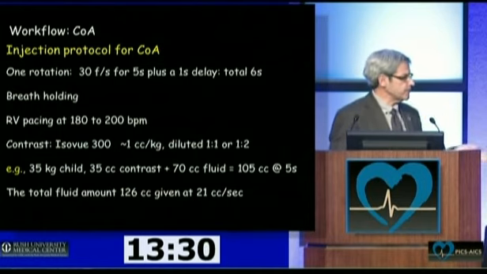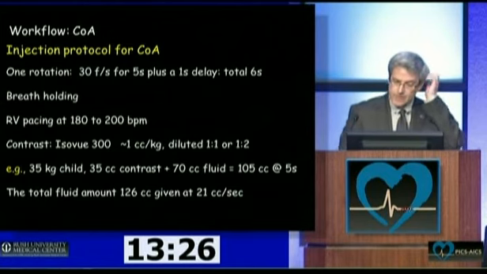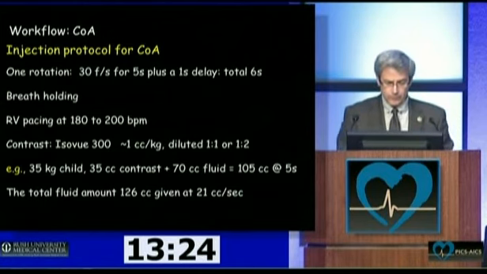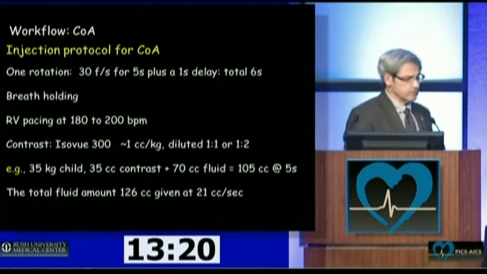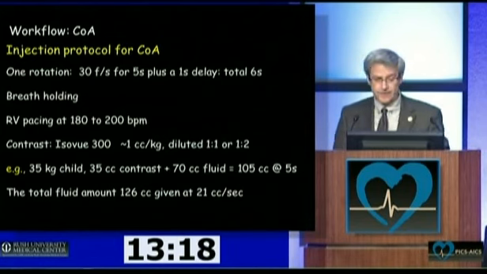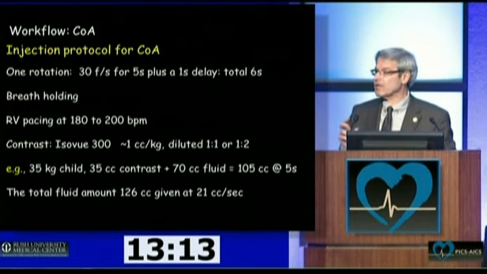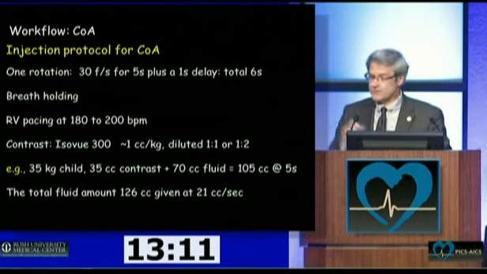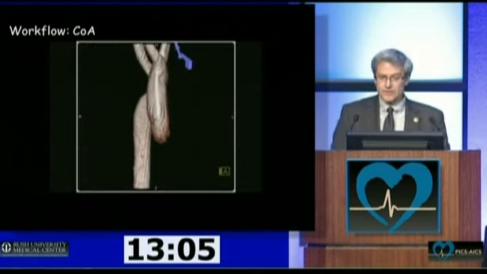So we give about a cc per kilo. We dilute it 1:1 or 1:2, sometimes even 1:3, depending on what we're looking at in the pulmonary arteries. So a 35-kilogram child would get 35 cc's of contrast, at a 2:1 dilution. It's 105 cc's that has to be injected in 5 seconds. So that would be 126 cc's in 21 seconds. So that's what we would get.